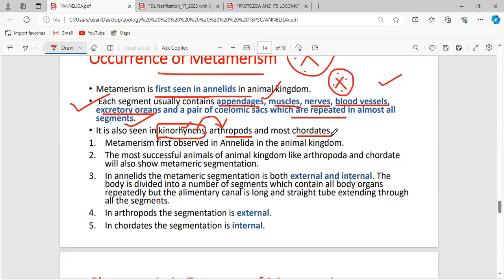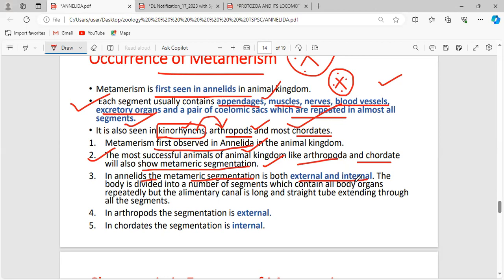Okay, so it is very well seen in phylum annelids. We can say like that, but it's not only for phylum annelids. The segmentation is also seen in the arthropods and most of the chordates, but it is first observed in the phylum annelids. The most successful animals of the animal kingdom, like arthropods and chordates, also show the metameric segmentation. In annelids, the metameric segmentation is both external and internal. As it is present both externally as well as internally, this metameric segmentation is very well seen in the phylum annelids. That is what I'm saying.